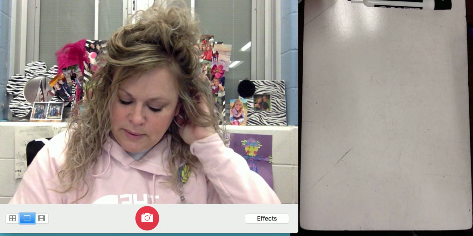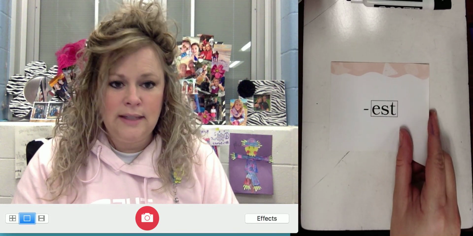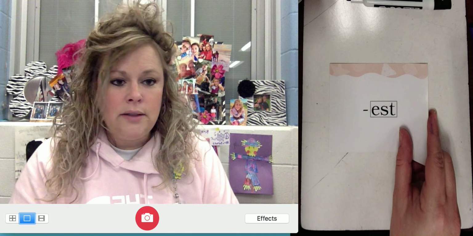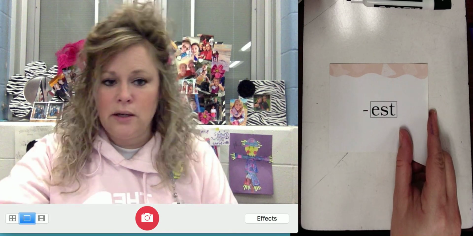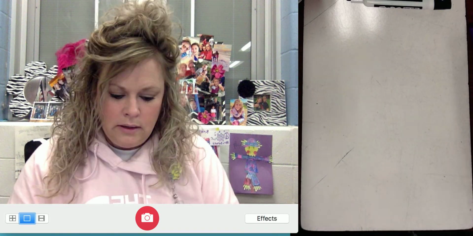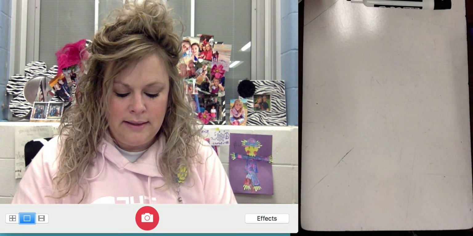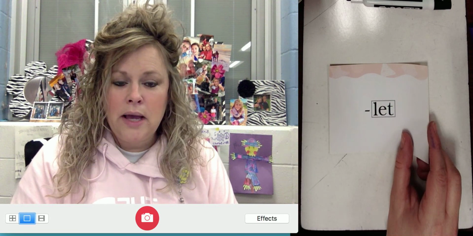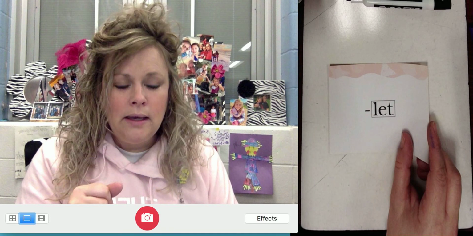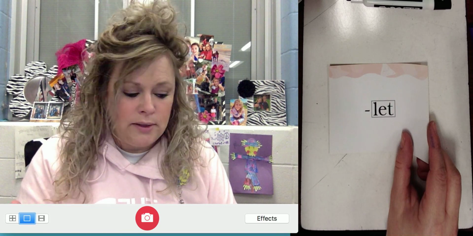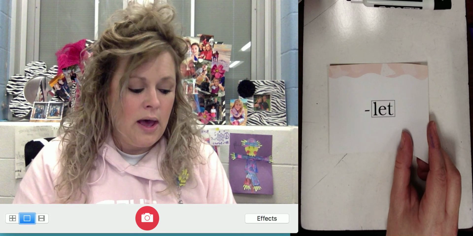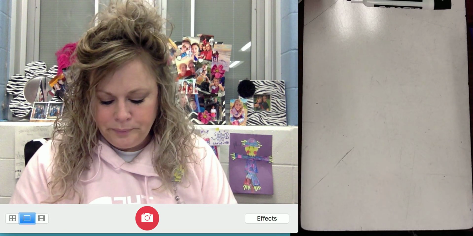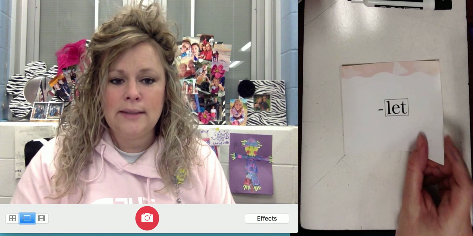All right, this next one is suffix EST, and that's when you're comparing a group of things, more than two things, such as you have the smallest pencil in the whole class. This isn't one you see super often, but it does happen. This is suffix LET. It's something that changes a word to small, like a Hollywood child star would be a starlet, a young or small actor or actress. Also, it can be something that you wear, such as a wristlet you wear around the wrist.